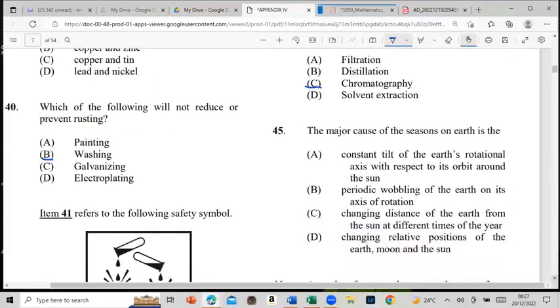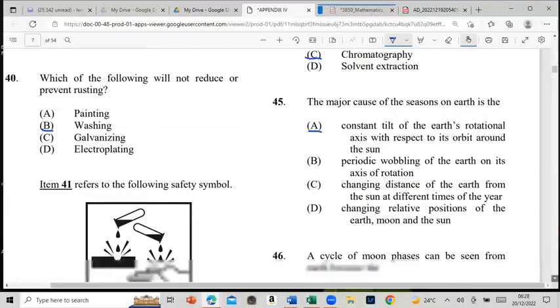The major cause of the seasons on Earth is A, a constant tilt of the Earth's rotational axis with respect to its orbit around the Sun, B, a periodic wobbling of the Earth on its axis of rotation, C, changing distance of the Earth from the Sun at different times of the year, D, changing relative positions of the Earth, Moon, and the Sun. And that is definitely a constant tilt of the Earth's rotational axis with respect to its orbit around the Sun. Alright, so let's move on to 46.